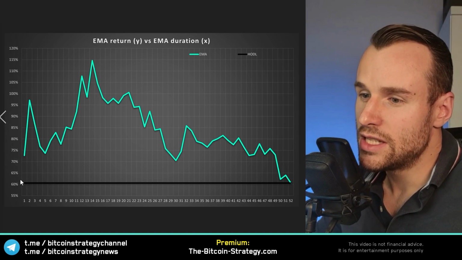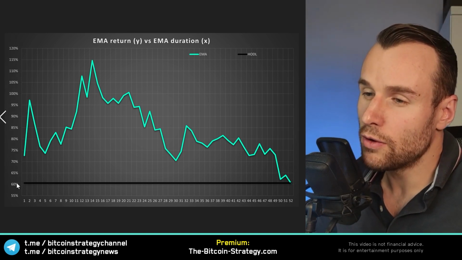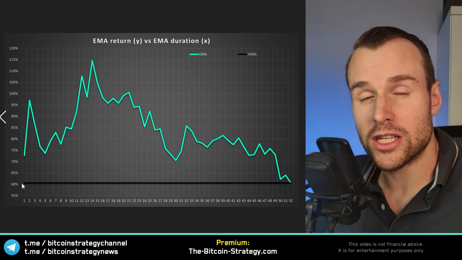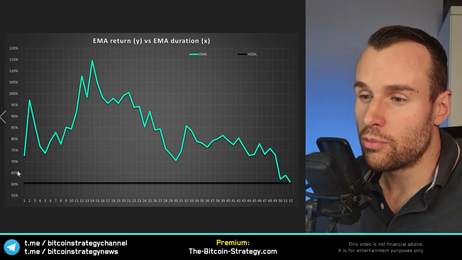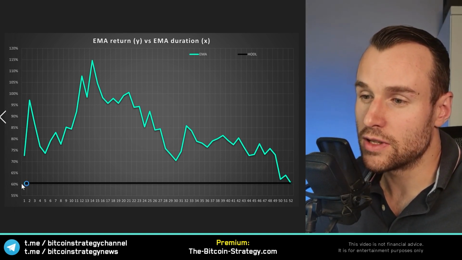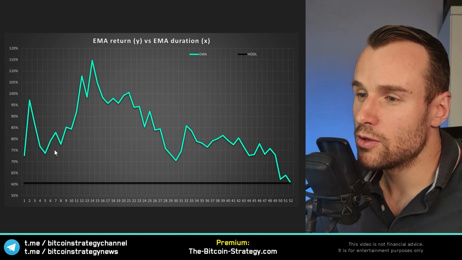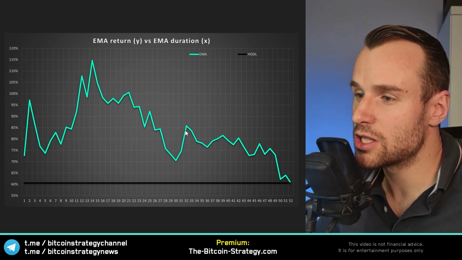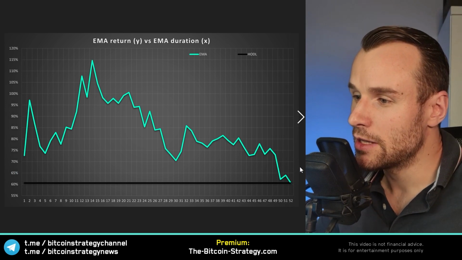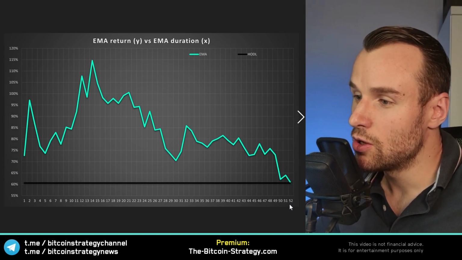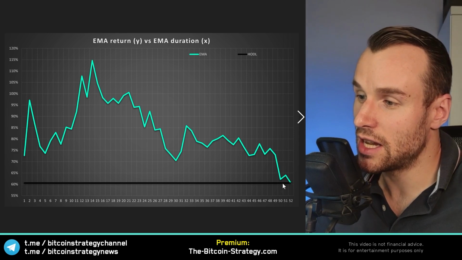In black, we see the buy and hold line. So over this time period, we would have gotten an annualized performance by holding Bitcoin of approximately 60%, a bit over 60%. Trading according to those exponential moving averages pretty much outperformed buying and holding. That stopped, however, once we go to 52 days. I haven't tested anything beyond that.